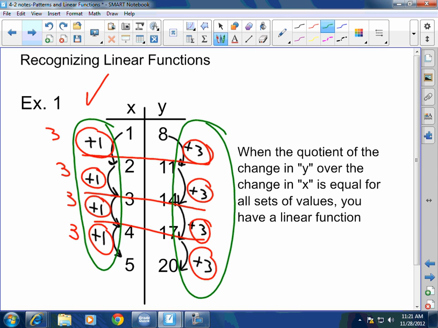So you have to find out what's being added or what's subtracted. Correct. You want to find the change in y from one value to the next. How did I get from 8 to 11? I added 3. And then you want to find the change in x, too. How did I get from 1 to 2? I added 1. And then you divide each of those changes. If you have the constant same number for each, you're golden.